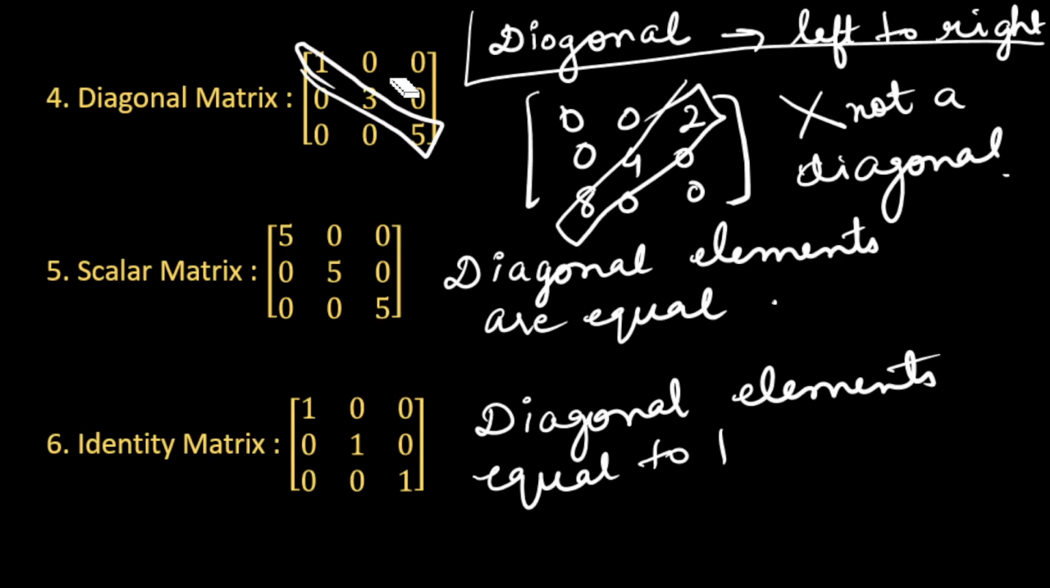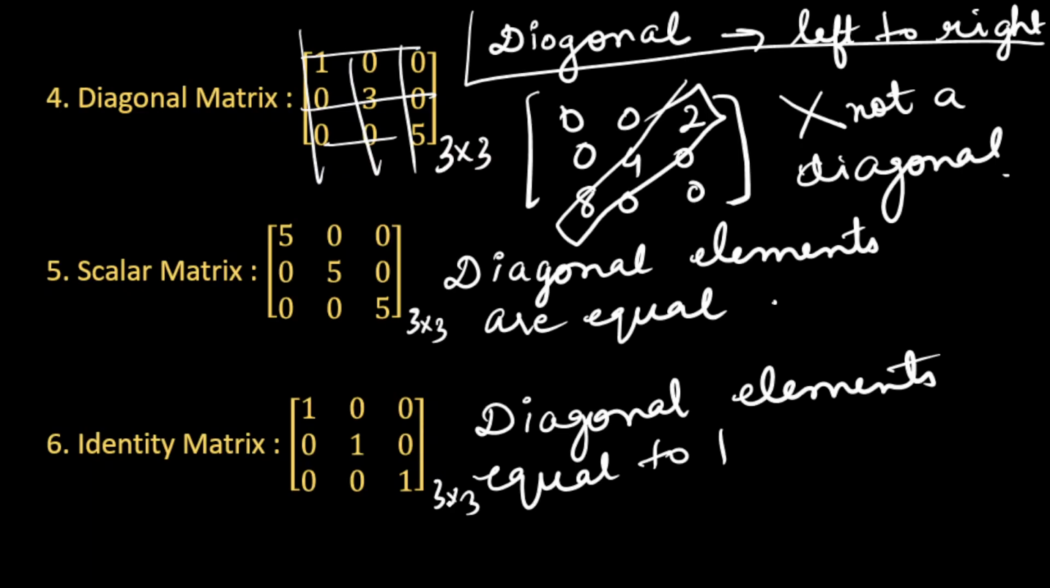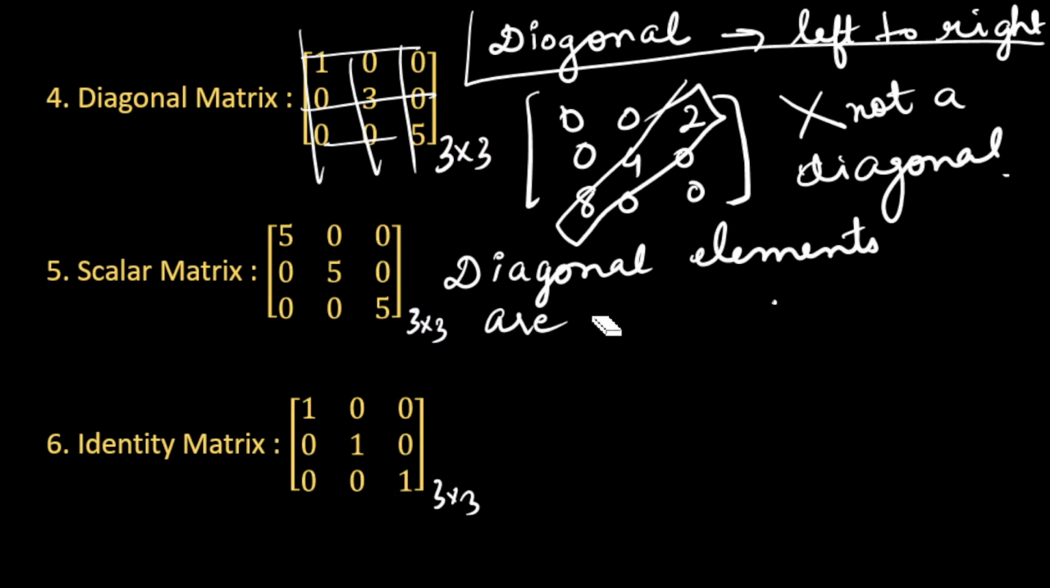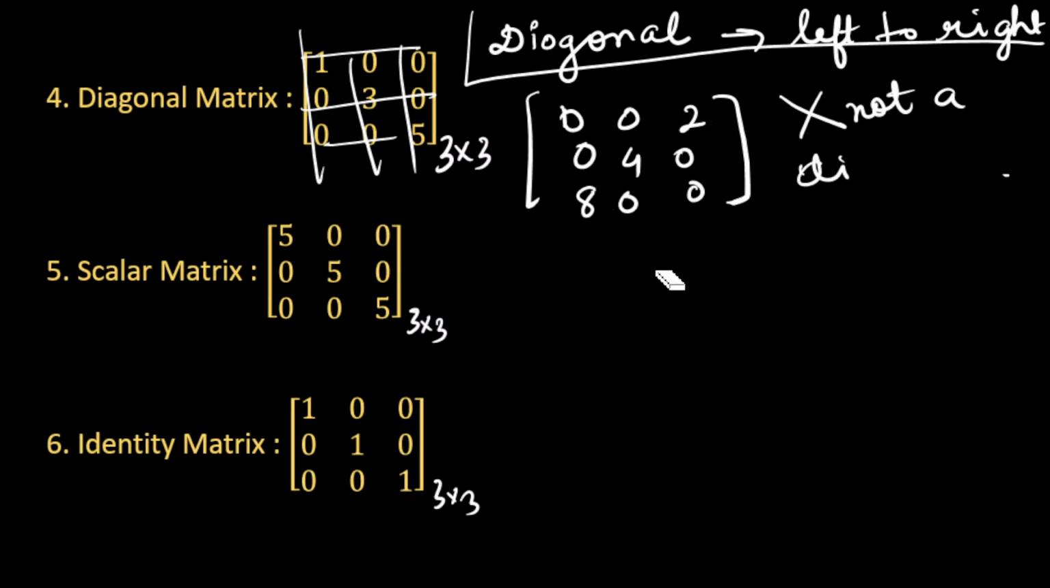So the matrices which I have given here are of order 3 by 3, because the number of rows is 3 and the number of columns is also 3. Same here, 3 rows and 3 columns. One additional thing I will tell you, because for assertion-reason type questions you have to be very clear with the concepts.